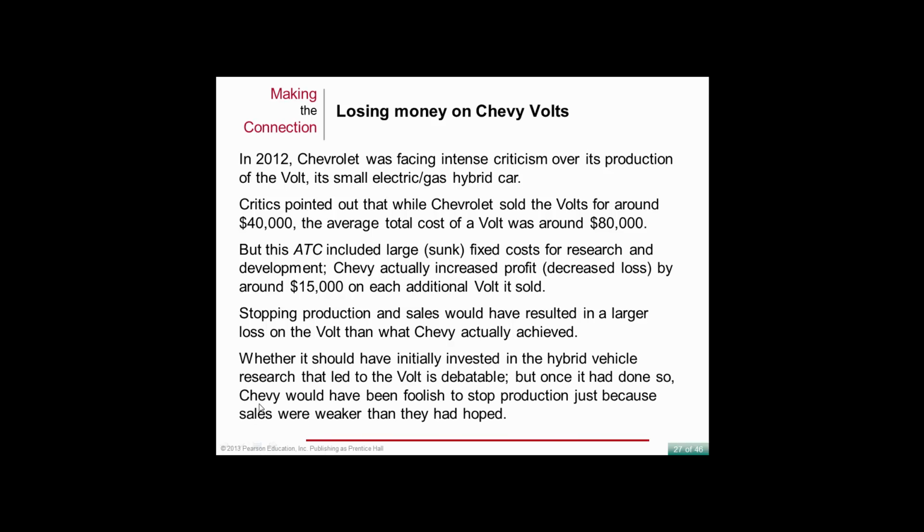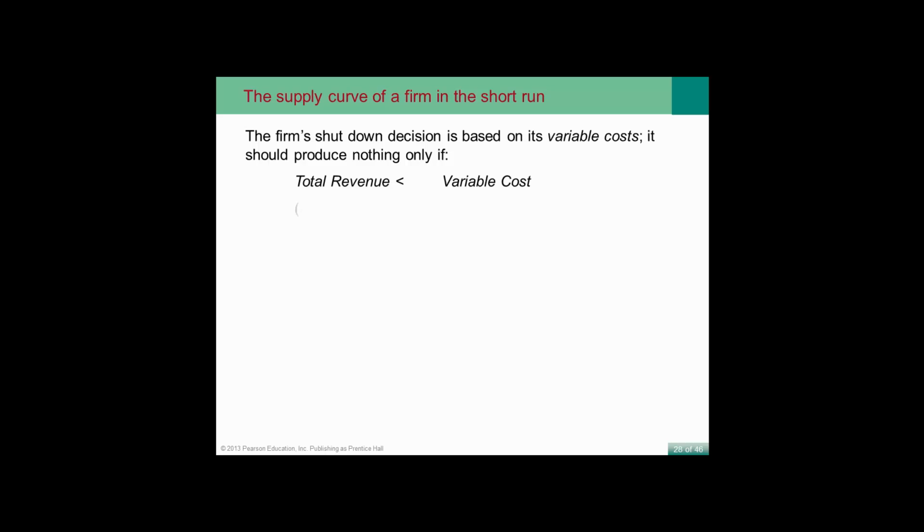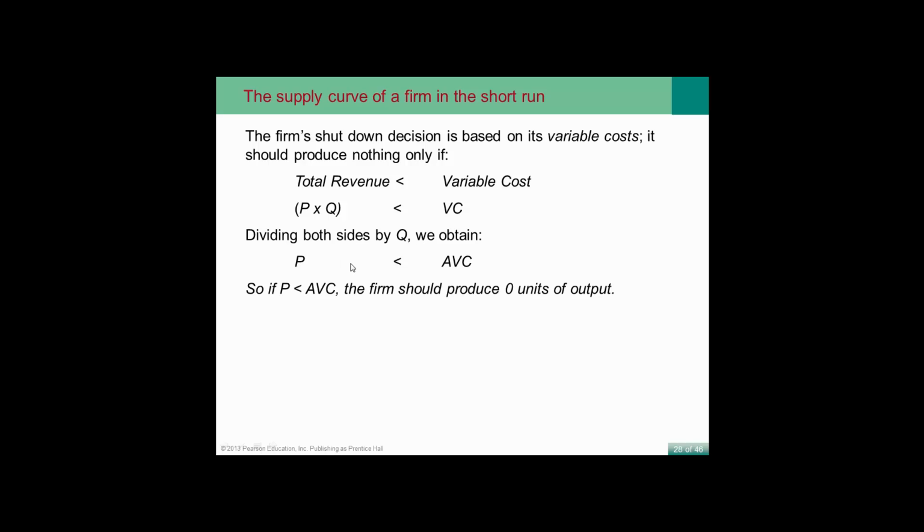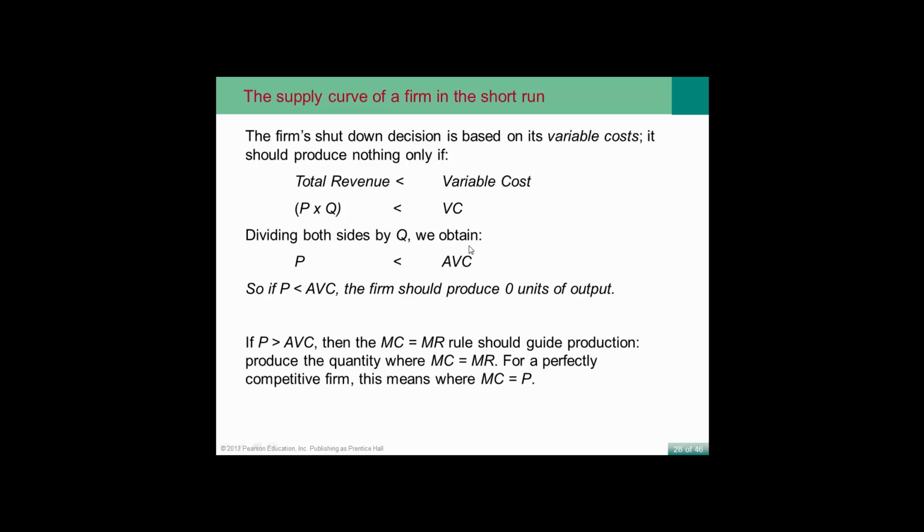Whether it should have invested initially in the research and development is debatable, but once it was done, Chevy would be foolish to stop production because sales were weaker than they had hoped. A firm's shutdown decision is based on its variable cost, not fixed cost. So, they should produce nothing only if price times quantity, or total revenue, is less than variable cost. Dividing both sides by Q, we attain: price is less than average variable cost. So if price is less than average variable cost, that means you're losing money on each unit. You should definitely not produce.